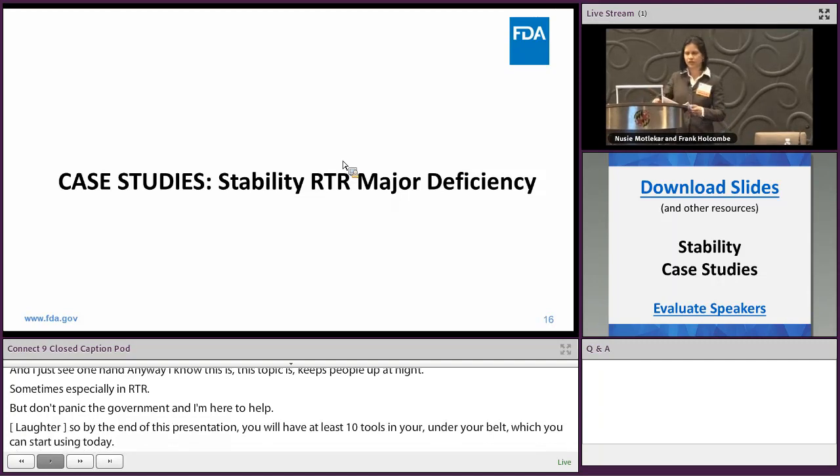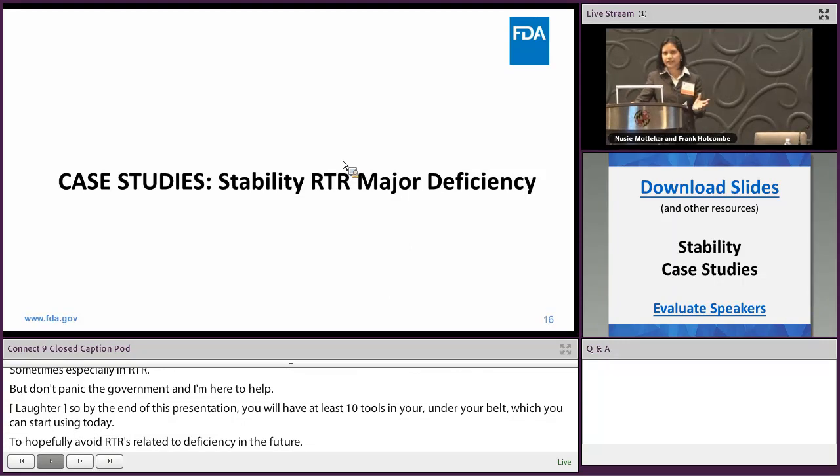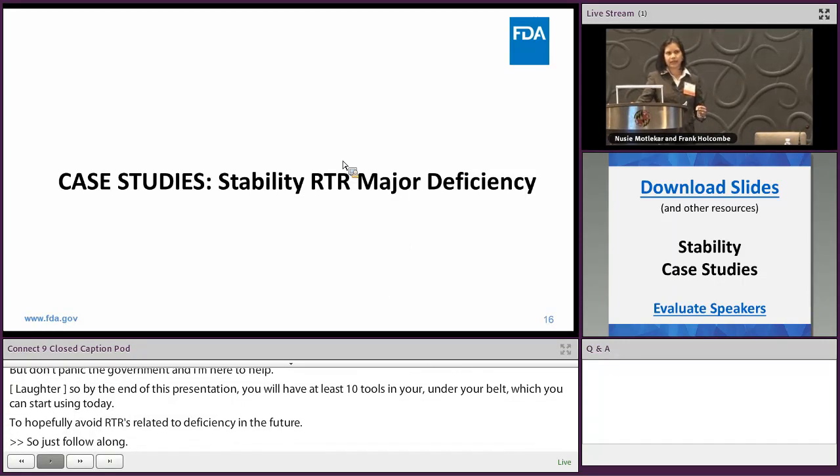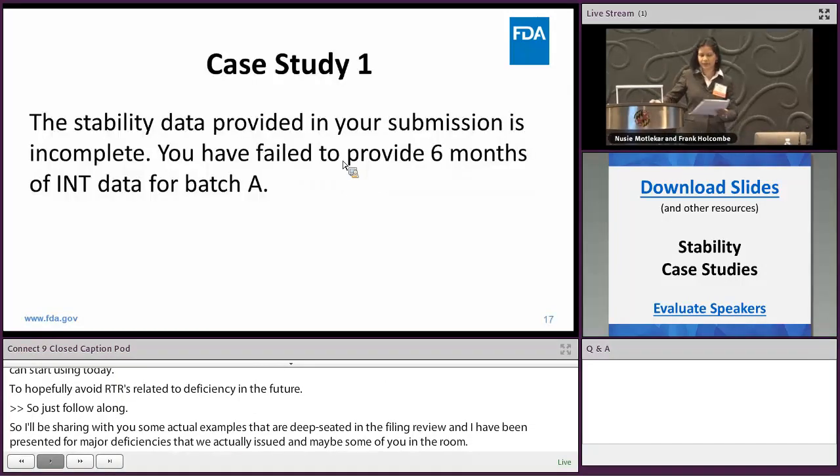So I'll be sharing with you some actual real examples that we've seen in the Division of Filing Review, and I'll be presenting some major deficiencies that we've actually issued to maybe some of you in the room. So let me go to the first case study that I have for you today.